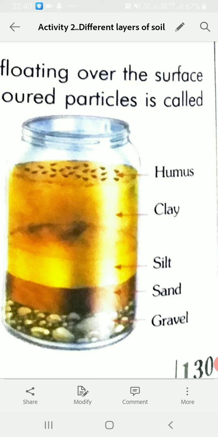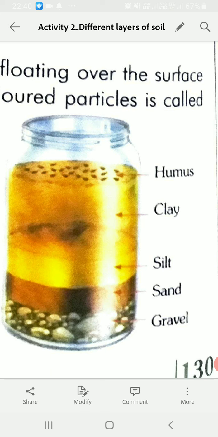Now these particles settle down very slowly because they are light in weight. So they are suspended in water, they move in water, and it takes time for them to settle down. Now the top layer consists of dark colored particles floating over the surface of water, and the material constituting these dark colored particles is called humus.